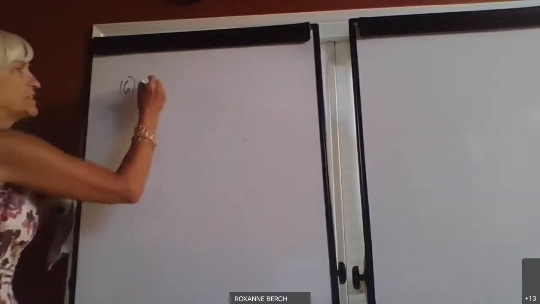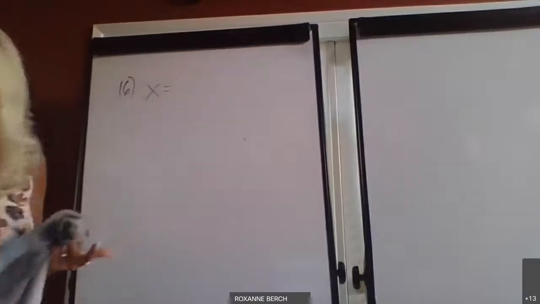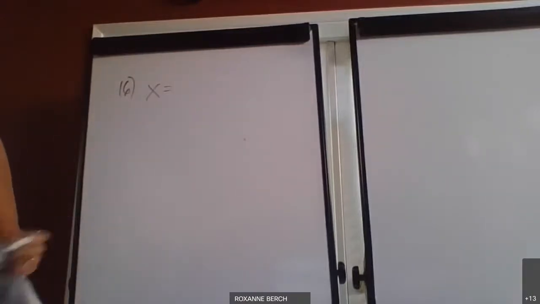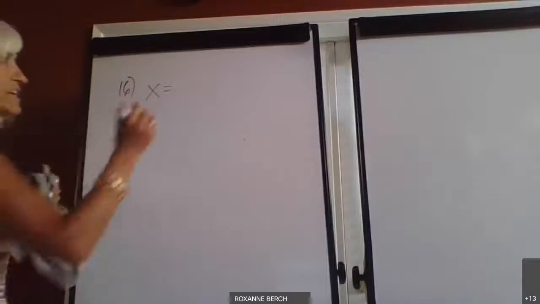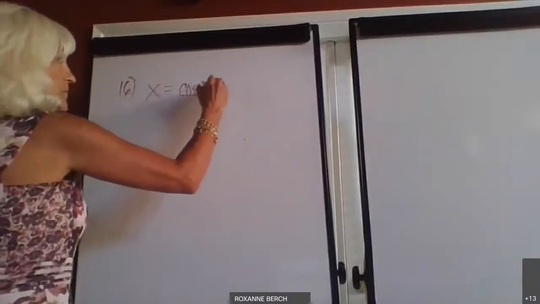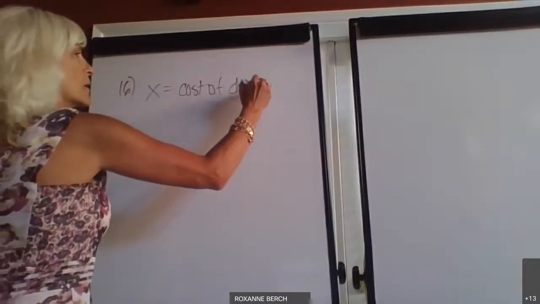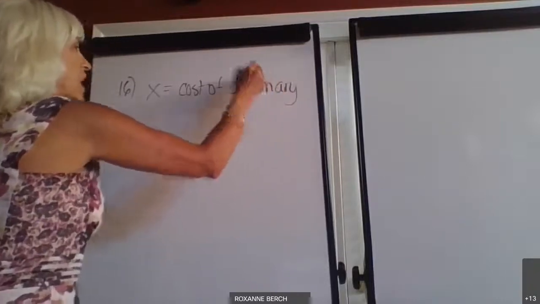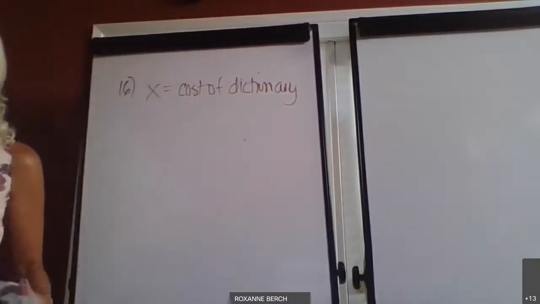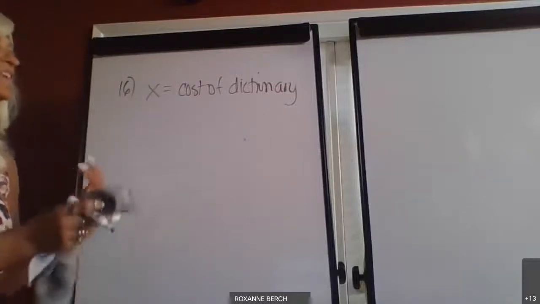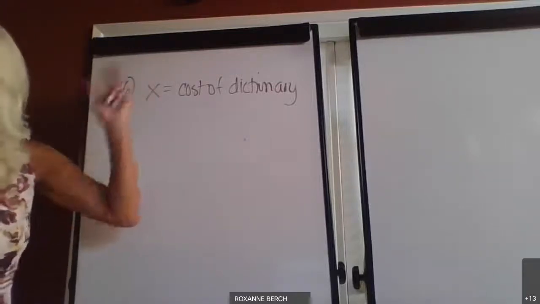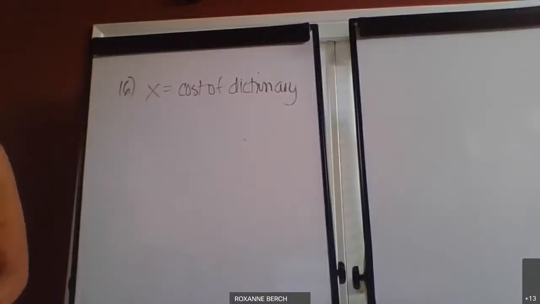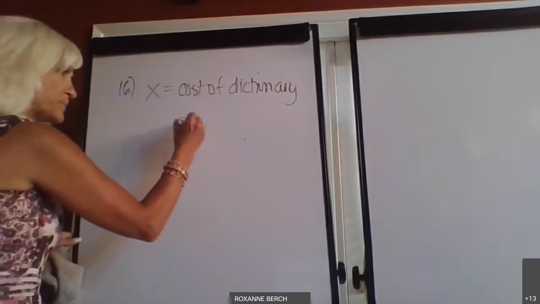Okay, so what we're going to do is let X equal the cost, because that's what we're trying to find, right? The cost of the dictionary. So remember, the variable is always the unknown. And in this case, we're trying to find the cost of the dictionary. So X is the cost of the dictionary. All right, so next, we want to write an equation.